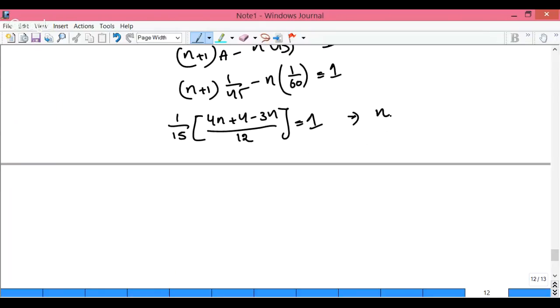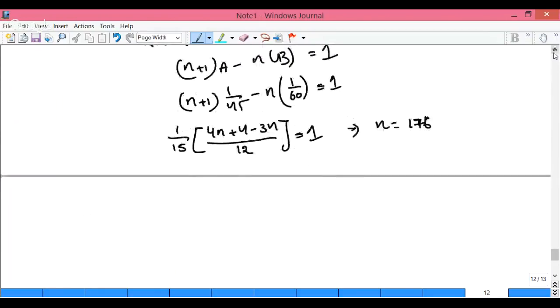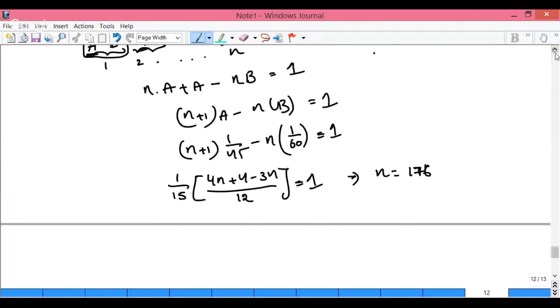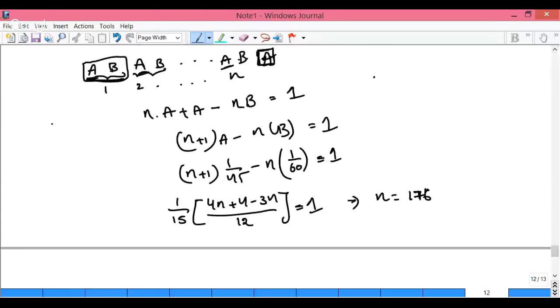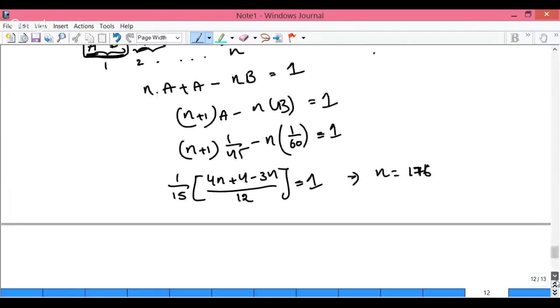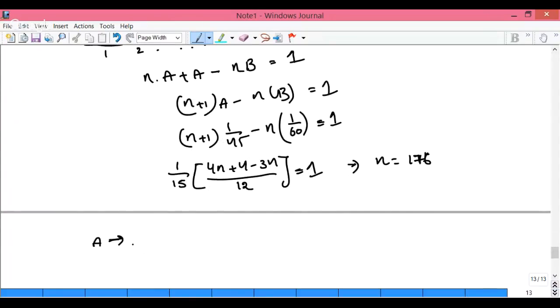n is equal to 176. So the problem is not yet over. What is n here? The unit work of A and B. So 176 times it has happened. So for unit work of AB, how many minutes is it taking? 2 minutes. A is 1 minute and B is 1 more minute.